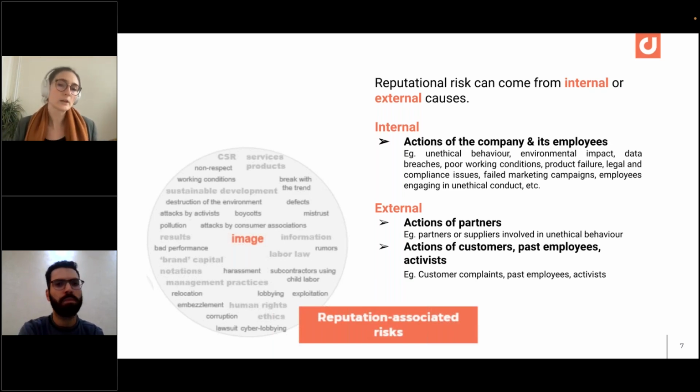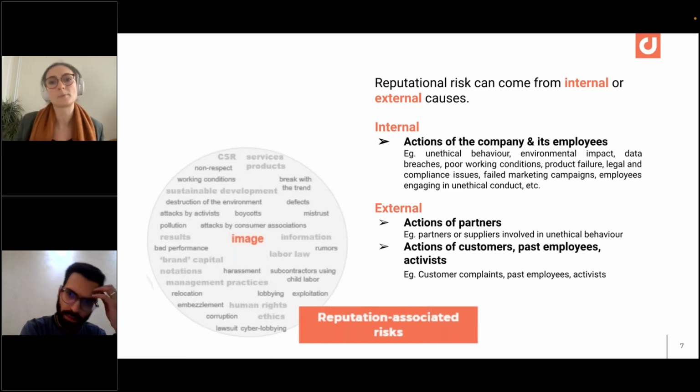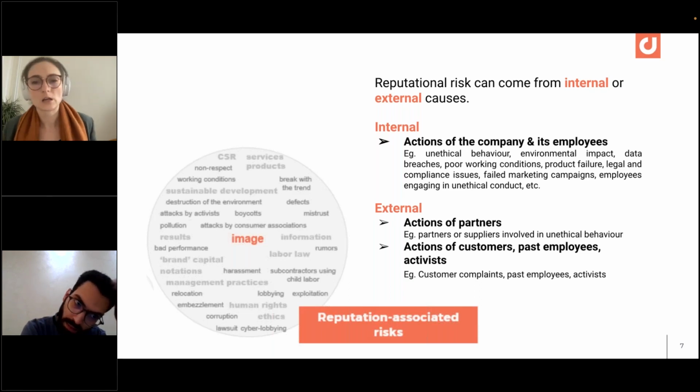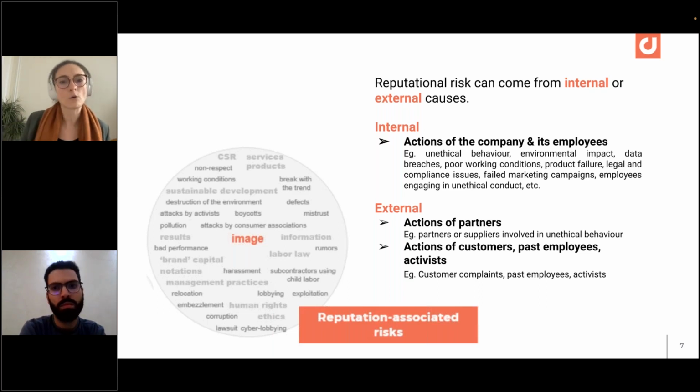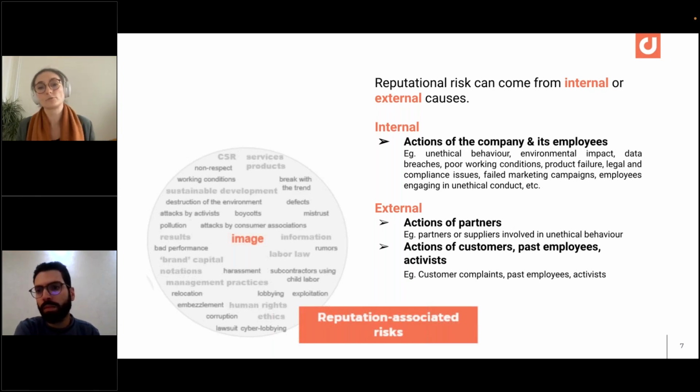And then we can have threats that are external. The same problems, but coming from a partner or from a supplier, can spill over and affect the image of your brand. And then there is criticism coming from consumers, from past employees, and from activists. These are just examples of the kind of threats that brands have to watch for.